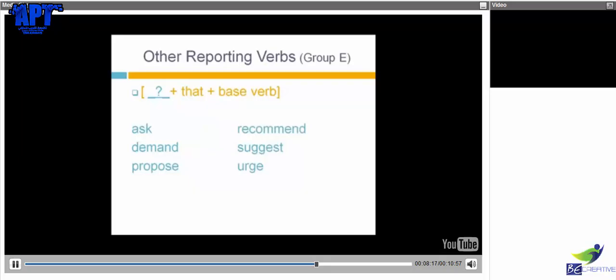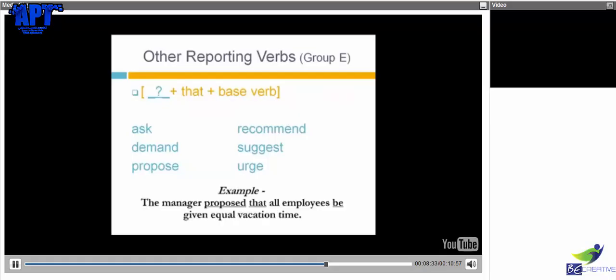In our last group, Group E, reporting verbs are followed by that plus the base verb. This is a more formal structure, also known as the subjunctive. It's very typical in writing. Let's use an example with propose. The manager proposed that all employees be given equal vacation time.